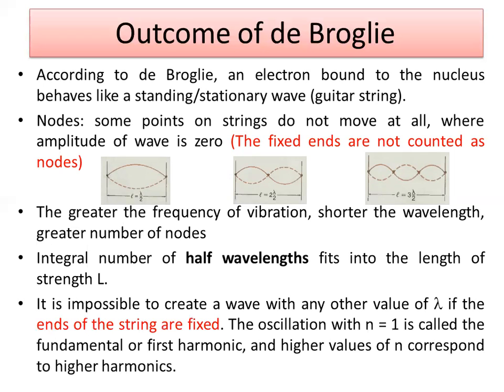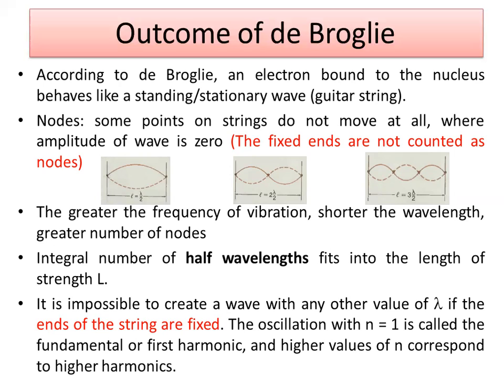So it is impossible, again what I have explained, to create a wave with any other value of the wavelength if the ends of the string are fixed. If they are fixed, then it is not possible to have any other option other than these 3 options. You will not get any other option, okay.